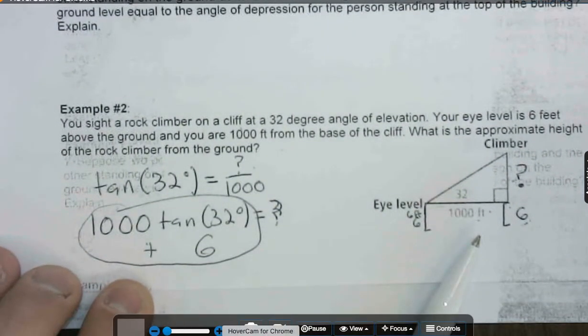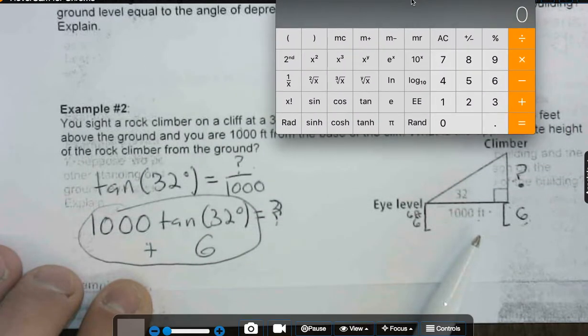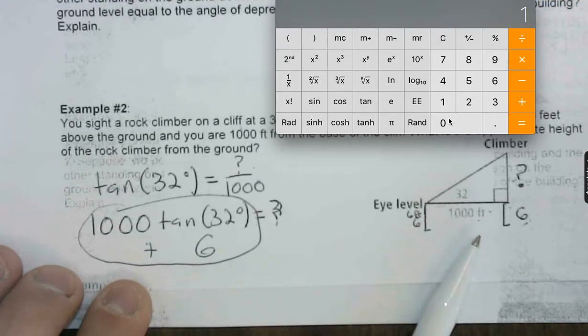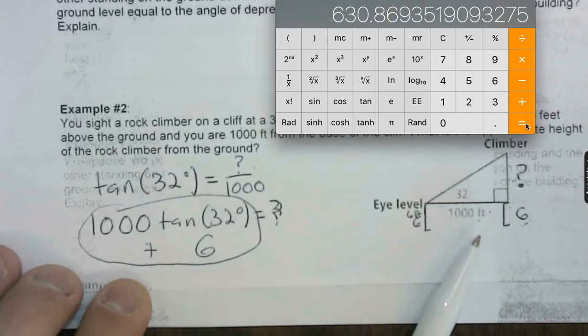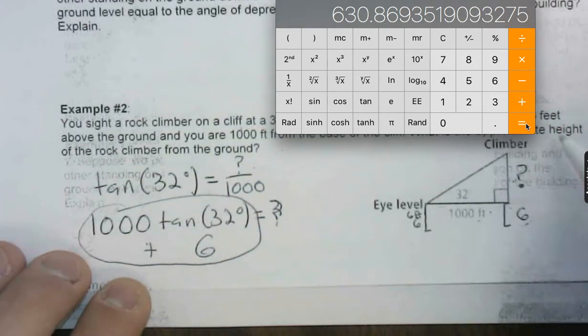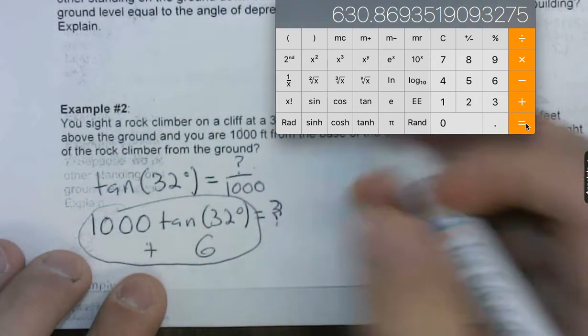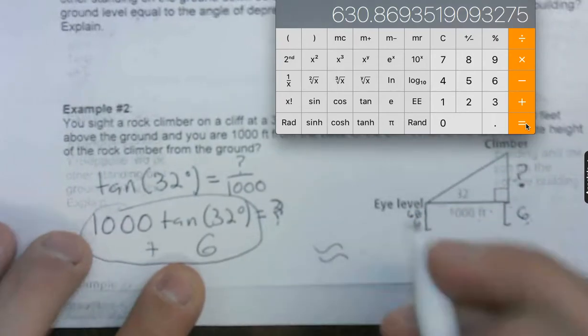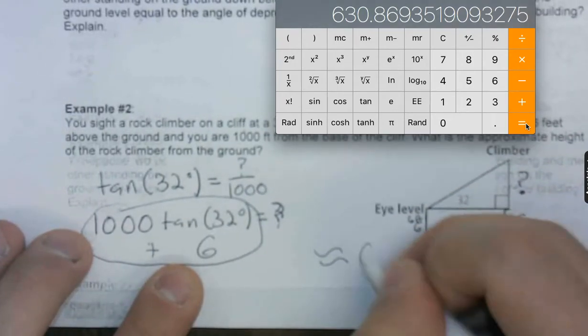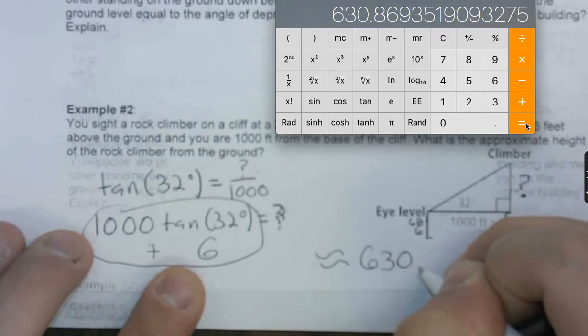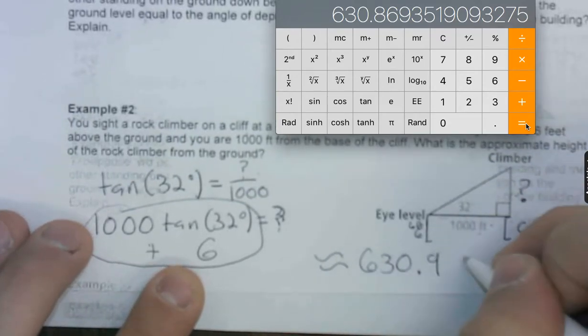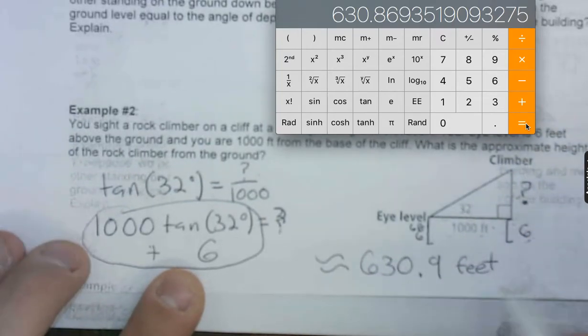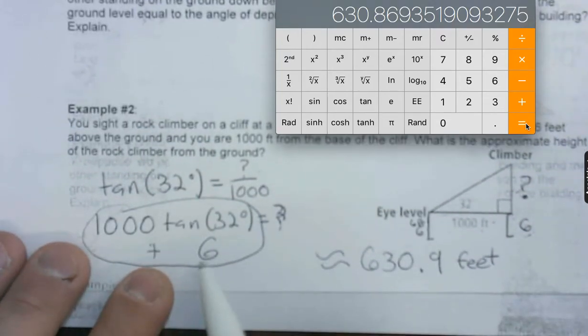So I always try to hold off on any calculator computation until I know that I got everything right, because I try to let the calculator take care of everything. So let's do 1,000 times tangent of 32. We're adding on 6. So we can say that the approximate height of the climber from the ground is approximately 630.9 feet. The crucial thing here was adding on the 6 at the end. You don't want to throw that into the triangle.